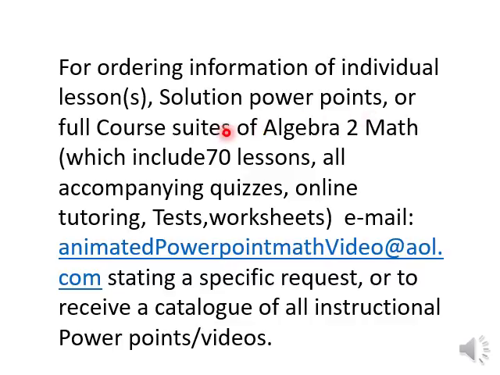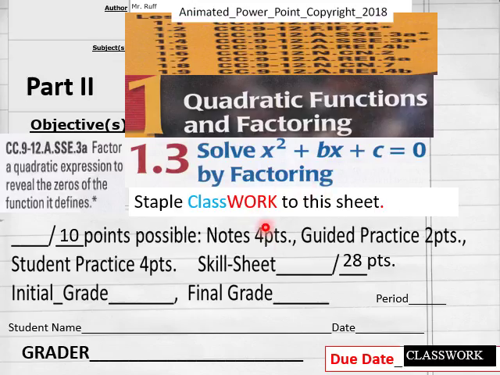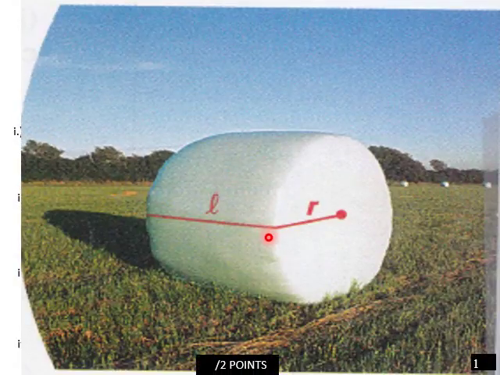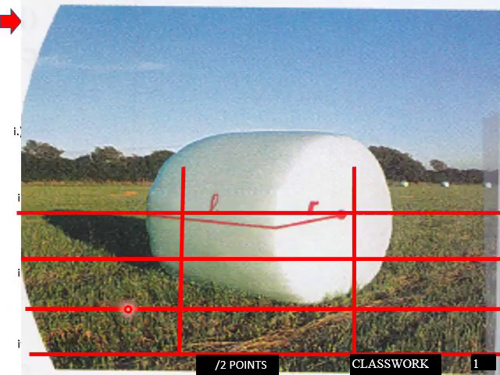Hello everybody, getting ready to do lesson 1.3 part 2 of Algebra 2 Math. Today's lesson is about solving ax squared plus bx plus c by factoring. We have a 28-point skill sheet for classwork today, and then a 10-point notebook guide for this lesson. No bell work today, so we go right into our lesson.